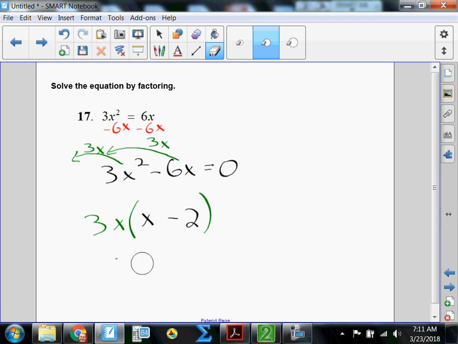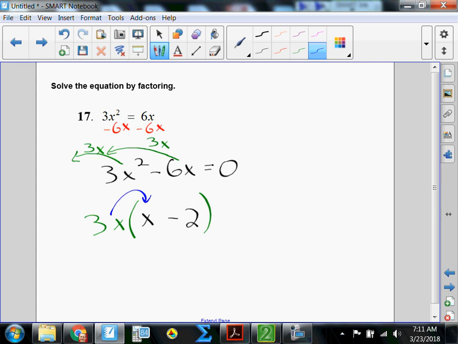Another way to think about it that a lot of students do is they just tell themselves, I'm trying to get to this original expression, 3x squared. So 3x times what? 3x times x gives me 3x squared. 3x times what gives me negative 6x? Well, 3x times negative 2 gives that to me. So this is called factoring out a common factor.